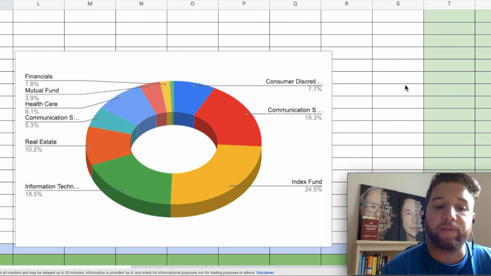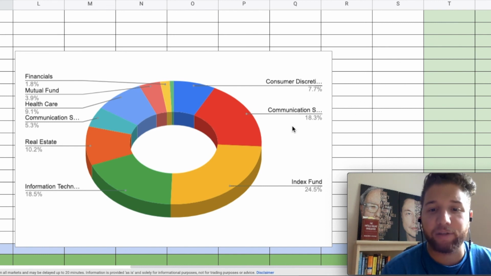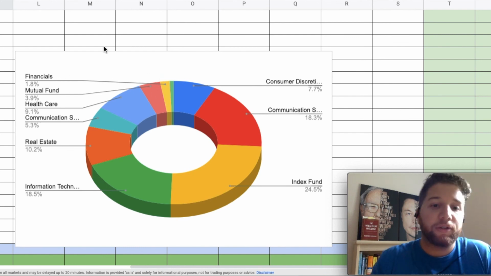So, that's obviously your companies like Facebook, Apple, Microsoft, IBM. Then communication, which actually I think Facebook was classified as a communication company. Disney, communication, and we got 7.7% consumer discretionary, almost 10% healthcare. I classified the ARK funds as mutual funds. So this looks pretty good to me.